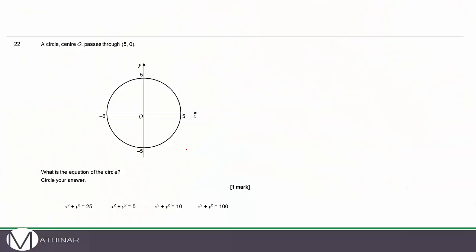Question 22. A circle, centre O, passes through 5, 0, which is here. What is the equation of the circle? So the equation of a circle is written in the form of x squared plus y squared equals r squared. So what's the radius of my circle? Well, it's going from 0 to 5, so r is equal to 5. So if we substitute that in, x squared plus y squared equals 5 squared. And 5 squared is 25. So that answer is here.